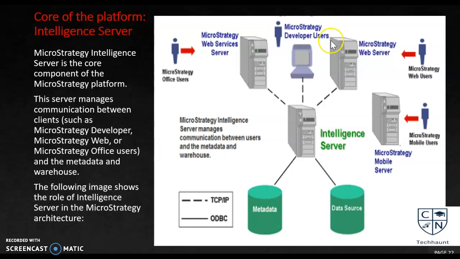This is a self-explanatory picture. You can see this is our Intelligence Server. It's going to be connected with our metadata and data source, which is our data warehouse. How it connects with the metadata and data source, we will look into in our next slides. But we have DSNs, data source connections, in between. With the help of the DSNs, we point one DSN to your metadata and one DSN to your data source, and those DSNs should be configured on your Intelligence Server.